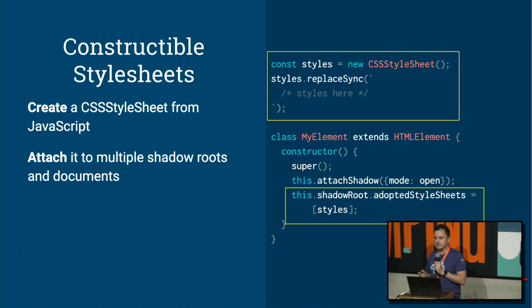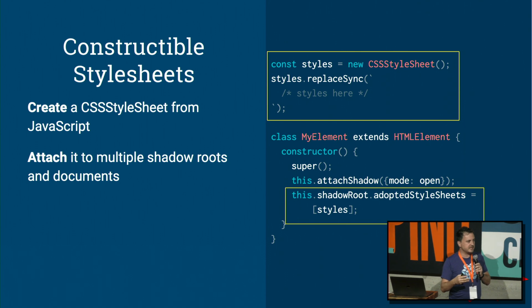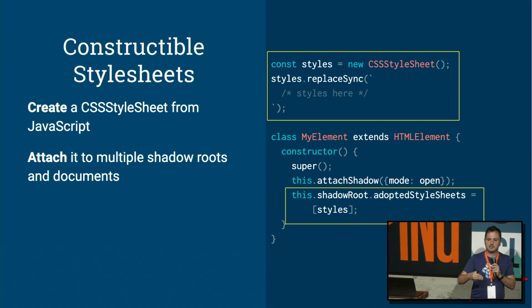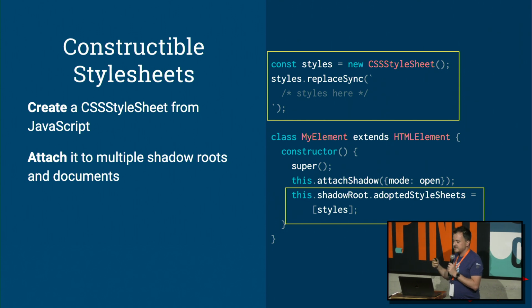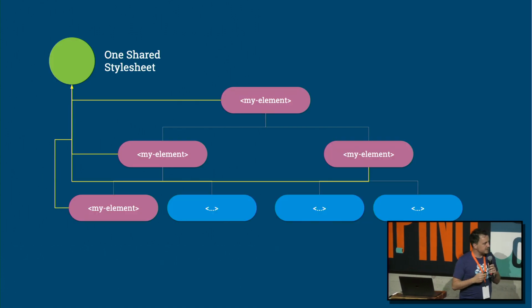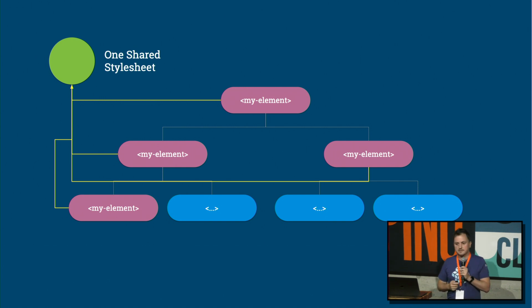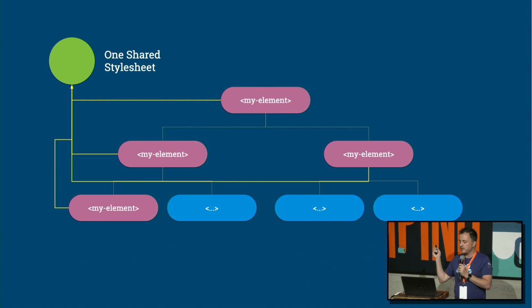So we do this in lit element. The styles come in the JavaScript module. We create a new style sheet object, and then every time you create a component, we just attach it. And so this means you're going to be referring to the same style sheet object from every component. And this is going to be the most efficient way that you can share styles across components. So here we have a whole bunch of components of the same class, these my elements. They all have a reference to one shared style sheet.